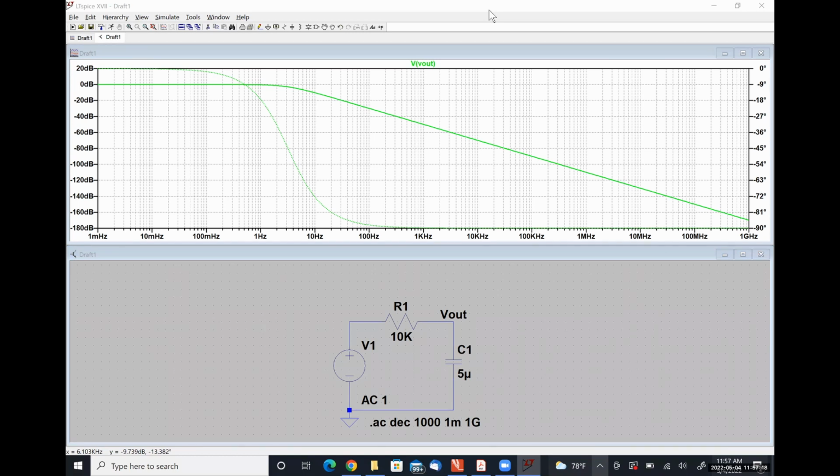Okay. So this solid line is my magnitude, exactly right. And the dashed line here is my phase response. All right. So we can see that our corner frequency, or where this guy starts to bend, is somewhere in the ballpark of 1 hertz.